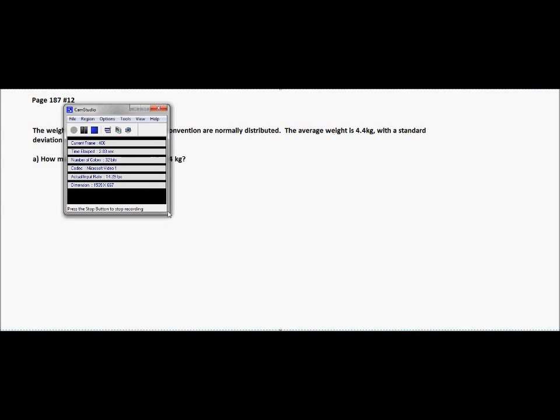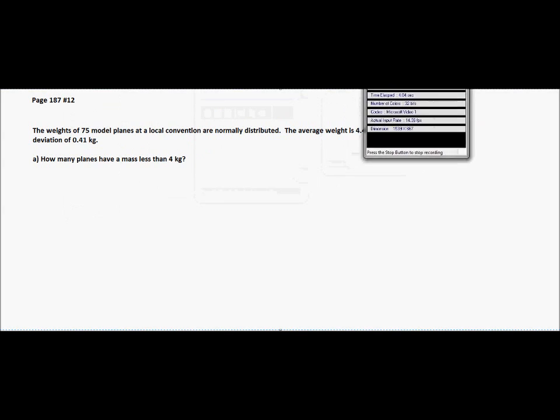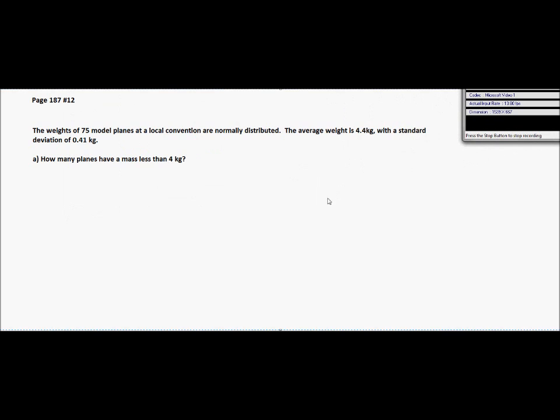The weights of 75 model planes at a local convention are normally distributed. The average weight is 4.4 kilograms with a standard deviation of 0.4 kilograms. How many planes have a mass less than 4 kilograms?